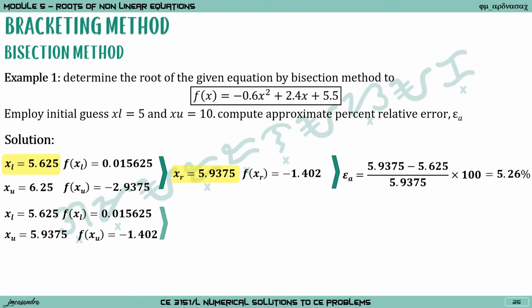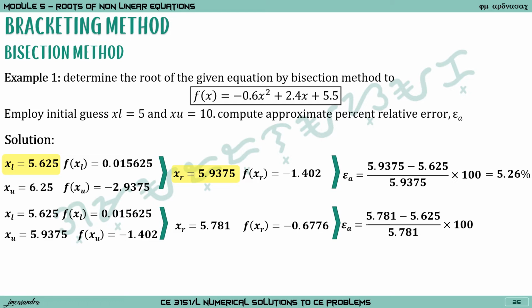For our new x sub r, that will now give us a value of 5.781. Computing for the function of x is equal to negative 0.6776. Computing for our relative error will give us a value of 2.698. So if we are given a value of e sub e, let's say 3%, then we could stop already at this iteration. But since we are not given any value of conditional error, we continue again with our iteration.